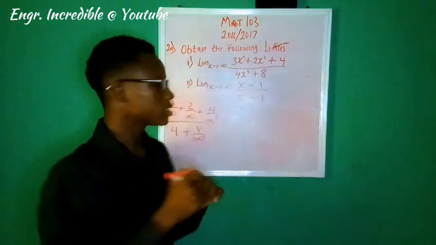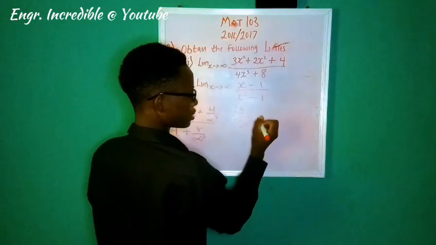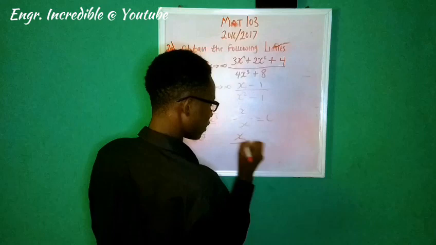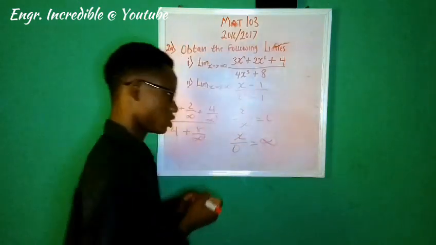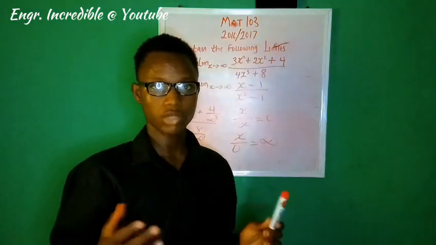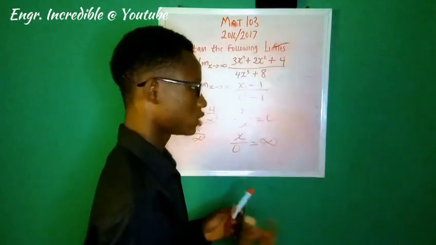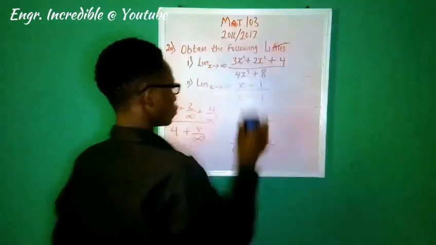So now this is what it becomes after bringing in the limits. Now anything divided by infinity is equal to 0, and anything divided by 0 is equal to infinity. You have to take note of this when you are doing limits, because it's part of the basic rules that you use in limits.